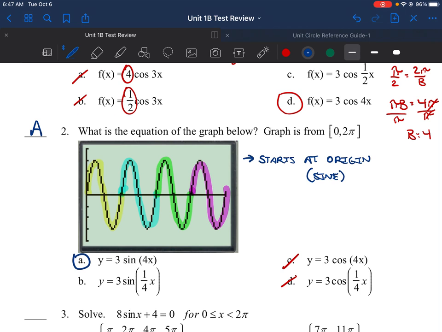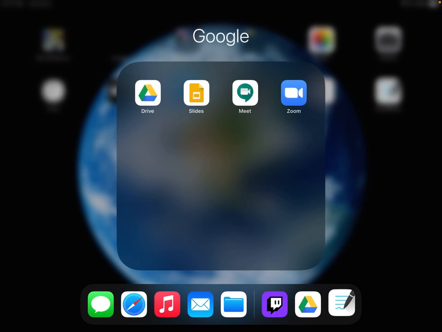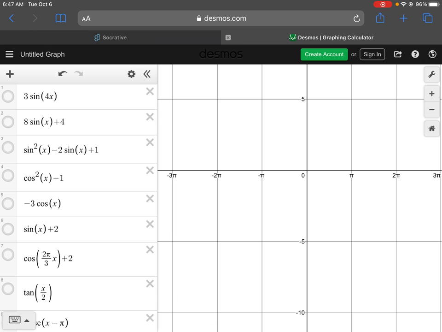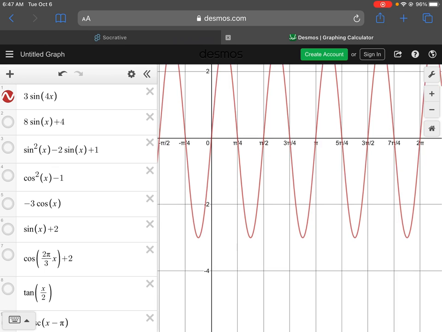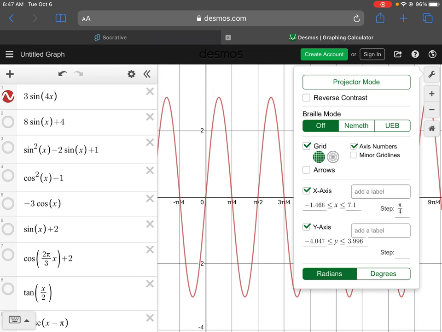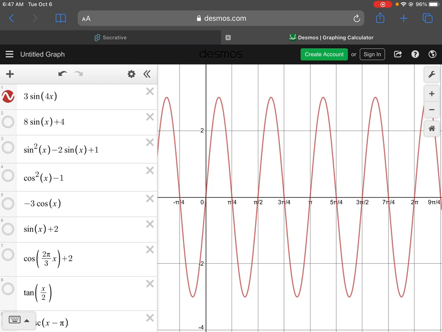Now, let's go in and check to see if this is correct using Desmos. So we have 3 sine of 4x. Notice that here in Desmos, I've already set my step to be pi over 4. That way I have my x-axis going in terms of pi over 4. And we can see the amplitude of 3. And we can also see by the time we get to 2 pi that we go through 4 complete cycles. So 3 sine of 4x is the correct answer choice. Again, some of the other key features we see also are going through the origin because it's a sine function. So this is indeed the correct answer choice.